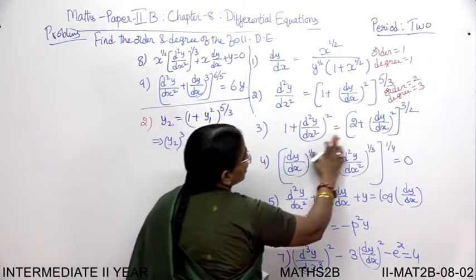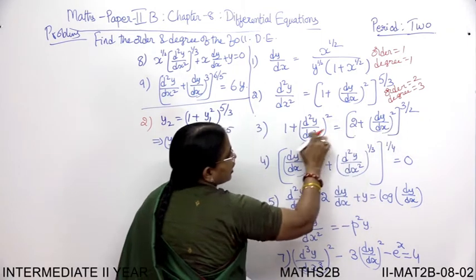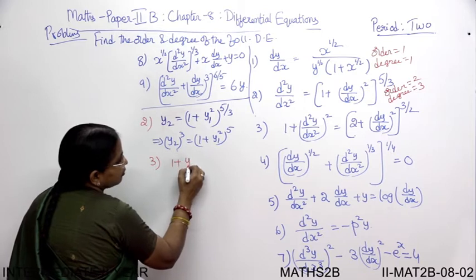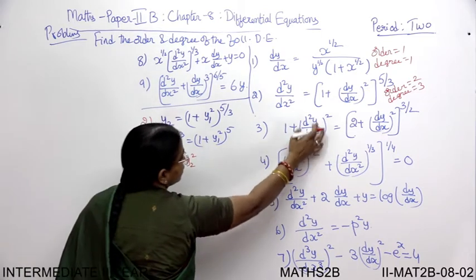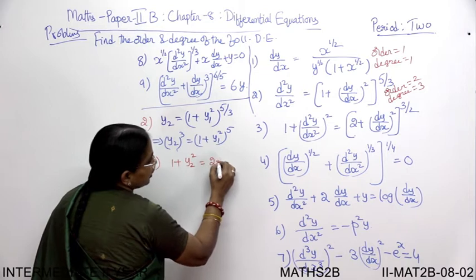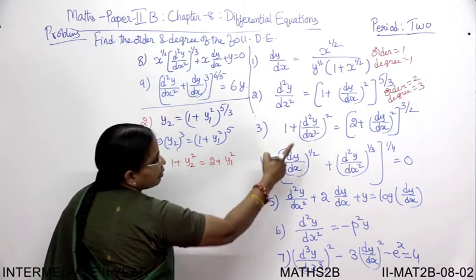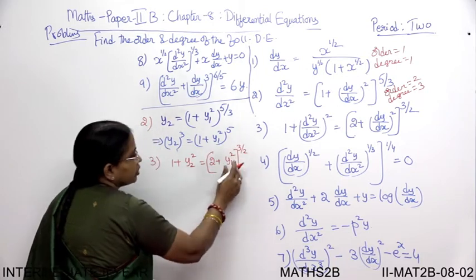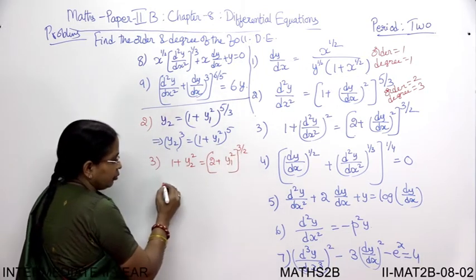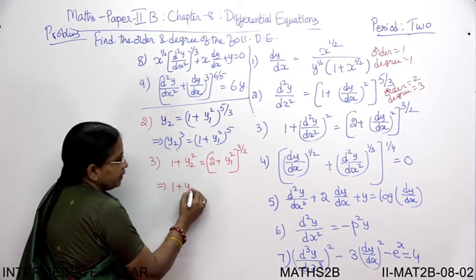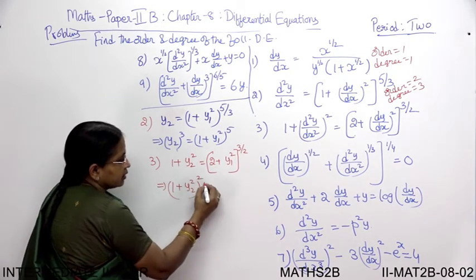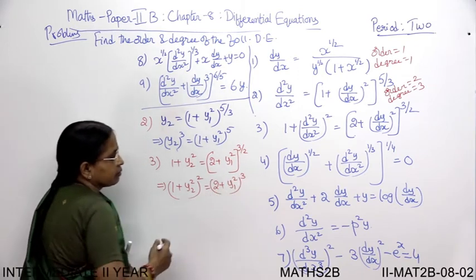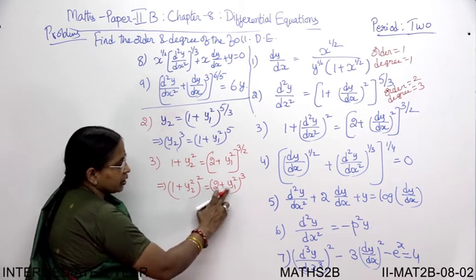Now in the same way here, you have 2 here. So squaring on both sides, what happens in the third problem? It is 1 plus y2 square. This is already y2 square is equal to 2 plus y1 square, dy by dx means y1 square, whole to the power 3 by 2 here. So you should not have fractional power. So you will square on both sides. So it becomes 1 plus y2 square whole square is equal to 2 plus y1 square whole cube. So what is the highest order derivative?